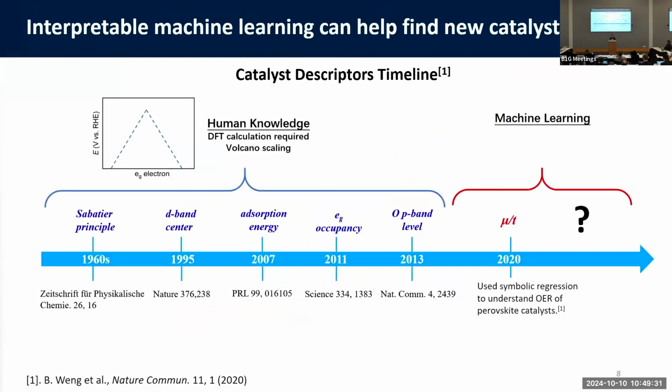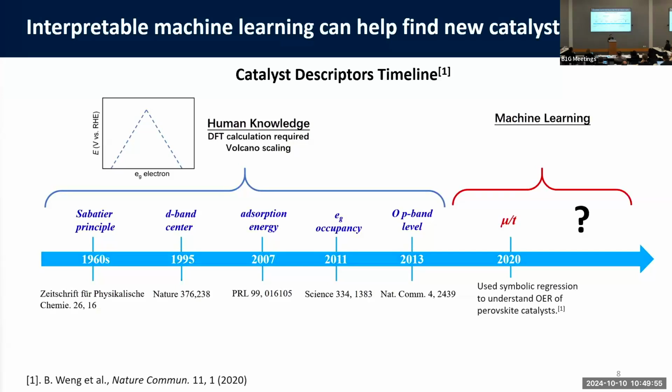So the question is, how can this be used in catalysis? Catalysis is so complicated, we always want to find descriptors that simplify this process. From Sabatier principle to d-band center to O p-band level for metal oxides, this is usually developed with human intuition and some fundamental theories. The question is, can machine learning help in this approach?